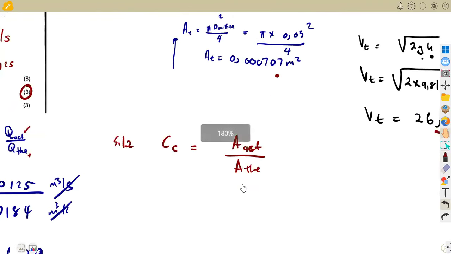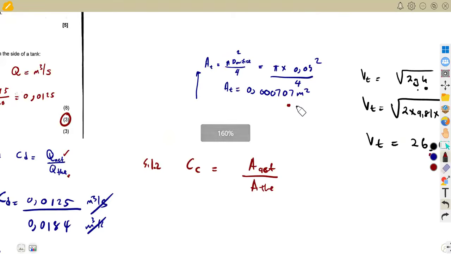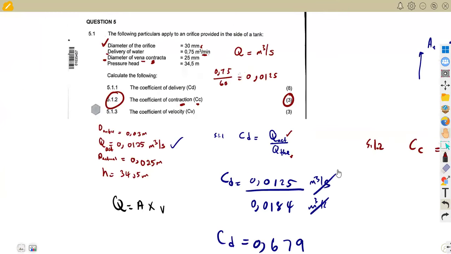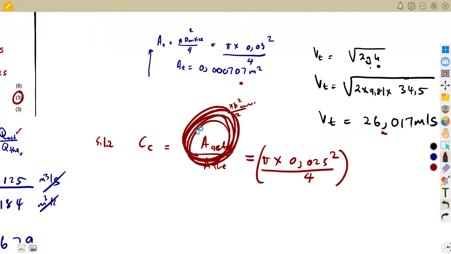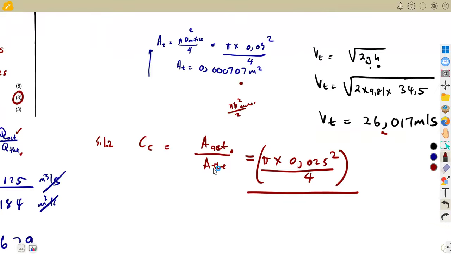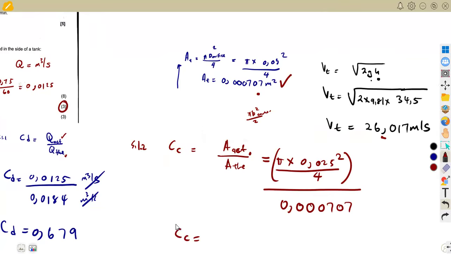So guys, I'm not going to calculate this aside, I'm just going to put it in here. Remember, our area formula does not change, it's pi d squared over 4, but we are using the actual diameter because we need the actual area. So it's going to be pi times 0.025 squared over 4. This is our actual area, over the theoretical area, which we already calculated before: 0.000707. That gives us the coefficient of contraction in this case.